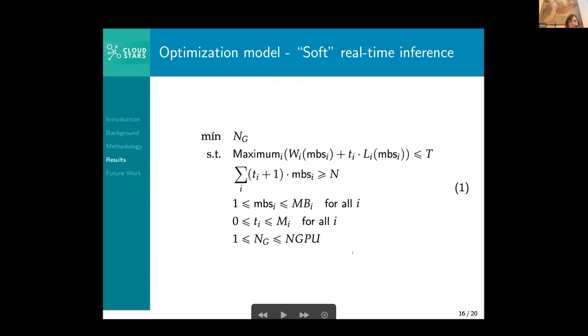For the soft real-time inference case, we would like to minimize the number of GPUs that is used, while assuring that we will perform inference on at least n images, that is what we need. And we assume that the GPUs are used at the same time. So the maximum time for warm up per minibatch size plus the times that the batches are inferred has to be smaller than the time t. And for constraints, the minibatch size has to be smaller than the maximum that we determine, the number of times has to be smaller than the number of times that the GPU can be used, and the number of GPUs as well smaller than the number of GPUs that we have.